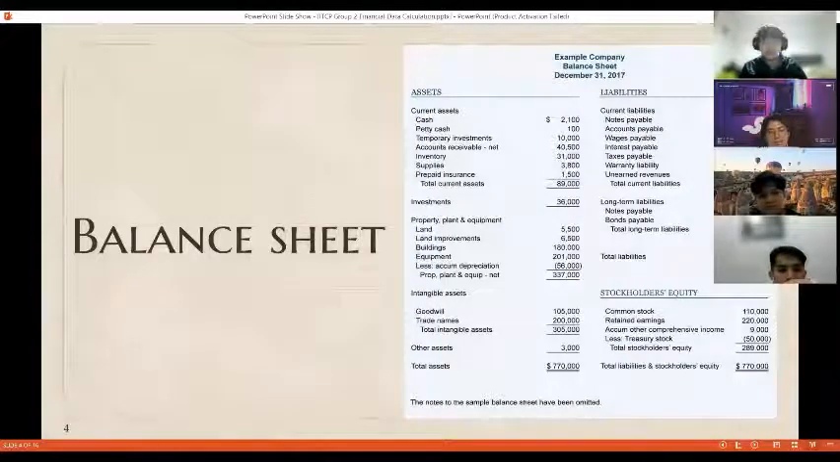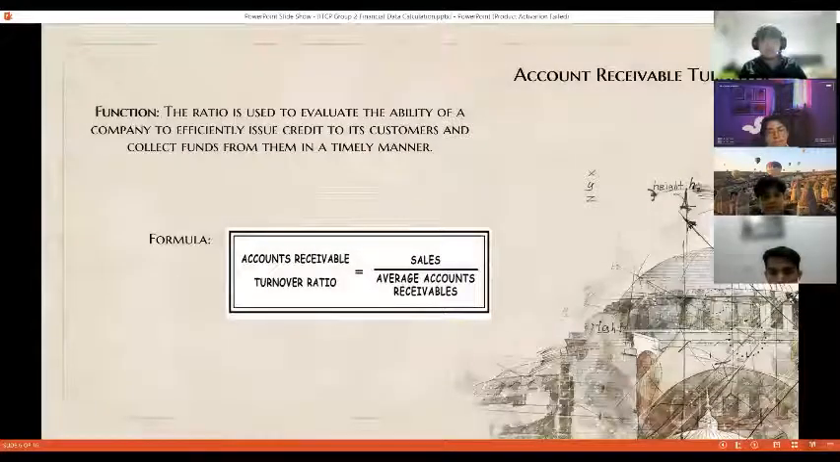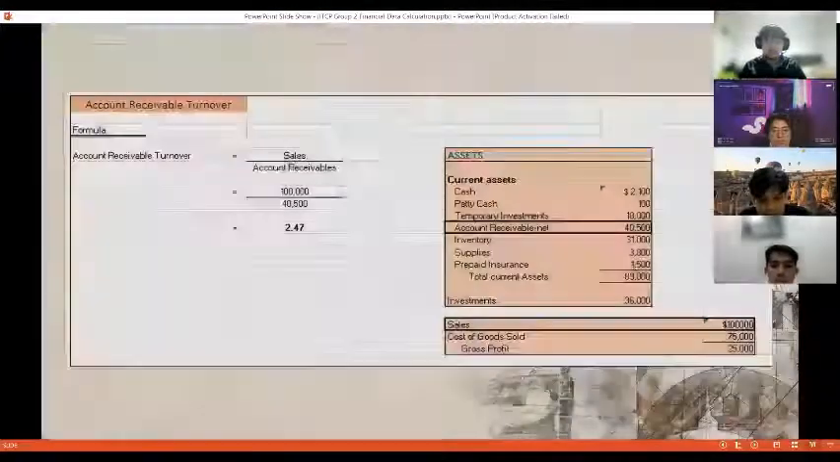So this is our balance sheet, which is taken from the Excel, and this is our income statement too. So we are moving to the first formula, which is account receivable turnover. The function of this formula is to evaluate the ability of a company to efficiently issue credit to its customers and collect funds from them in a timely manner. The formula is sales divided by average account receivable.